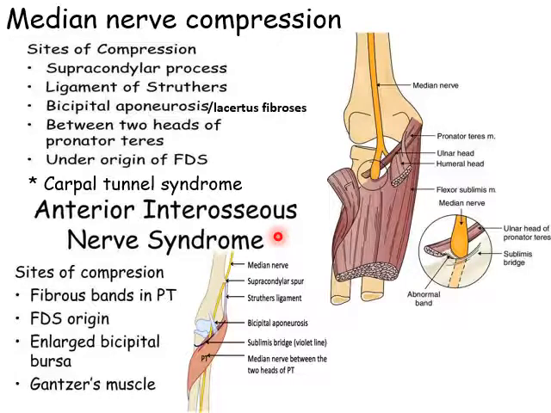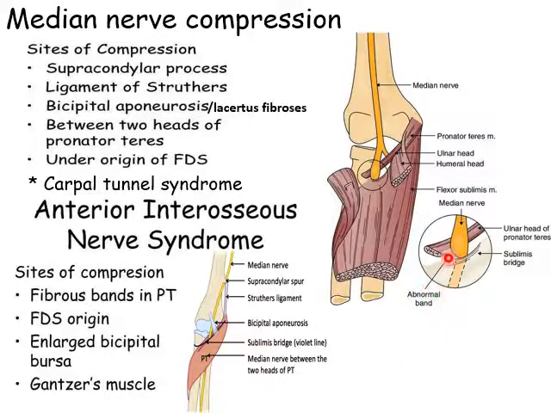And the anterior interosseous nerve, which is a branch given off from the main trunk of the median nerve just distal to the pronator teres, can get compressed by the fibrous bands of the pronator teres. Here you can very clearly see this abnormal fibrous band which is connecting the deep head of the pronator teres with the median nerve. So that is where the anterior interosseous nerve can also get affected.